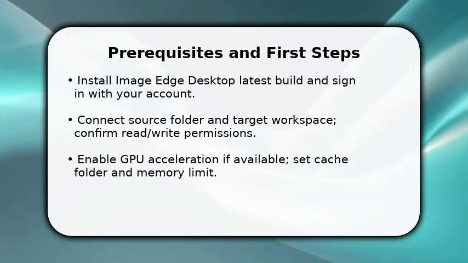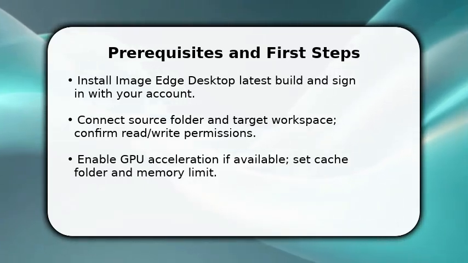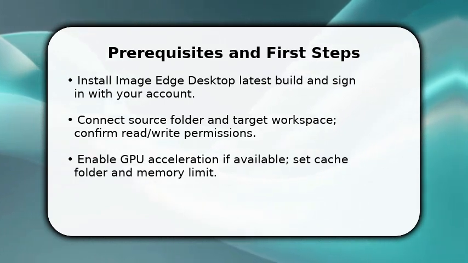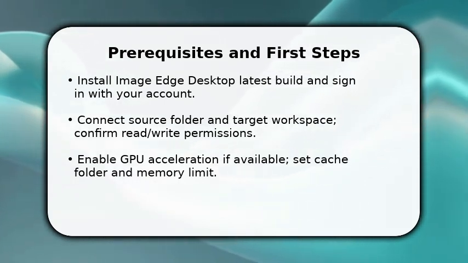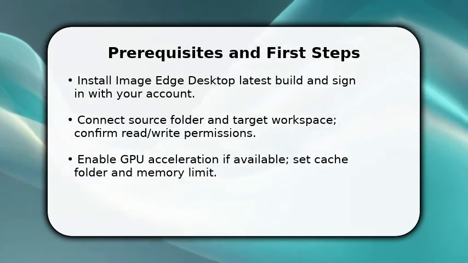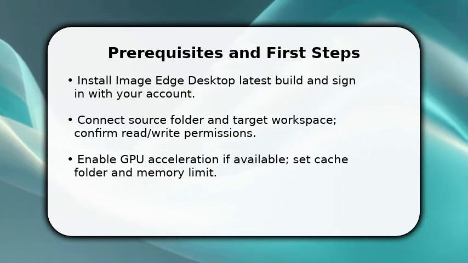You start by confirming prerequisites: installed Image Edge desktop and an active account. Next, link the source folder to your workspace so files stream in. Once done, grant read/write permissions and enable GPU acceleration if present to speed processing.